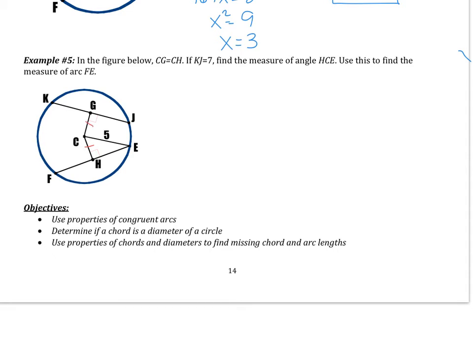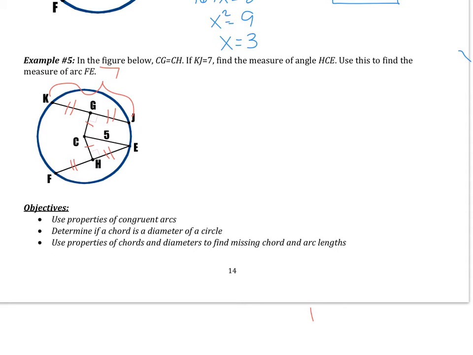CH is congruent to CG. And then because those are congruent, that makes chord FE congruent to KJ. Because those two chords are congruent and bisected by a perpendicular, this becomes congruent to this, which is congruent to this, which is congruent to that. So a lot of congruencies here. All right, KJ is equal to 7.